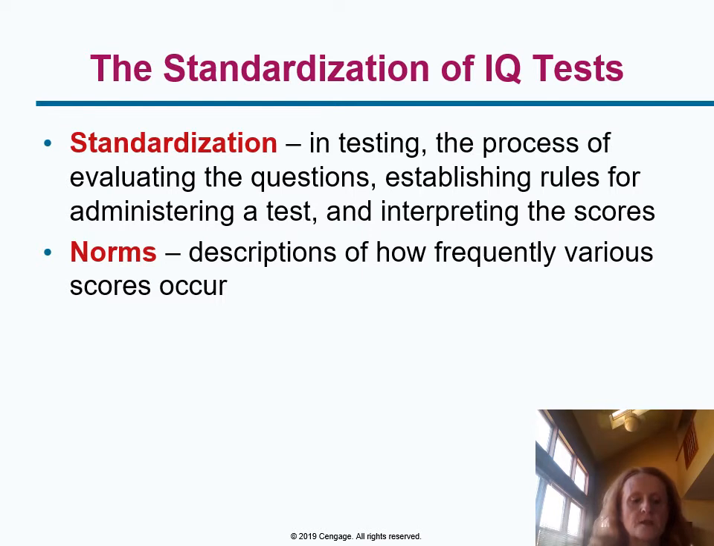All right, to evaluate IQ tests, we need to rely on objective evidence. The evaluation begins with standardization. Standardization is the process of evaluating the questions, establishing rules for administering the test, and interpreting the scores. One step in this process is to find the norms, descriptions of how frequently various scores occur. Psychologists try to standardize a test on a large sample of people who are as representative as possible of the population.